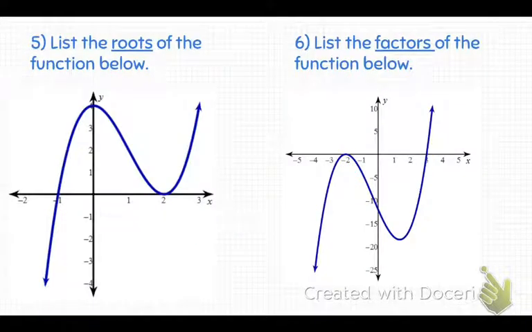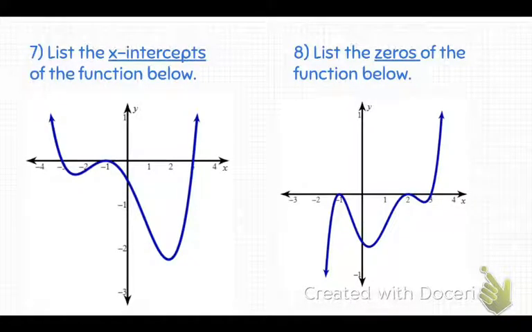Okay. So I have 7 and 8. Number 7, now it says list the x-intercepts. How do I write x-intercepts? X, comma, 0. Whatever the number is, comma, 0. Okay. So how many intercepts do I have here? I have 3 numbers, but what happens at one of them? It bounces. So how many do I have total?